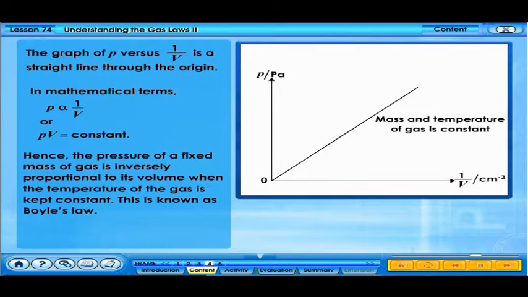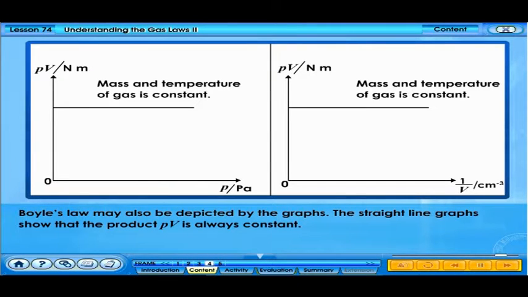Hence, the pressure of a fixed mass of gas is inversely proportional to its volume when the temperature of the gas is kept constant. This is known as Boyle's law. Boyle's law may also be depicted by the graphs. The straight line graphs show that the product PV is always constant.